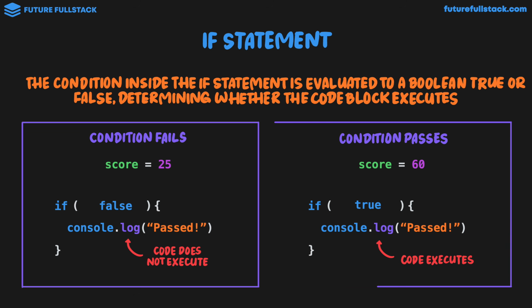So what's really important to realize is that inside the parentheses, JavaScript is executing what's inside there to give us a true or false value. And if it turns out to be true, the code inside the curly brackets will be executed, whereas if it's false, the code inside the curly brackets won't be executed. So let's go play around with this inside VS Code.